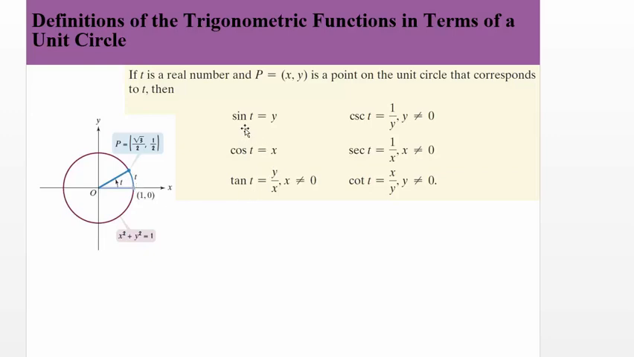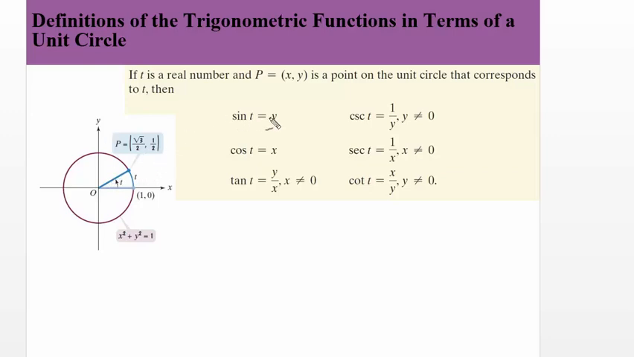Here are the definitions. The sine of t is y. The cosine of t is the x value. The tangent of t is y over x. And then you can take the reciprocals, cosecant, secant, and cotangent, abbreviated, and just take the reciprocals of this. So let's go ahead and do this one in this picture. And notice it looks like we have a 30 degree spot here, because the square root of 3 over 2, 1 half would be the 30 degree angle right here.